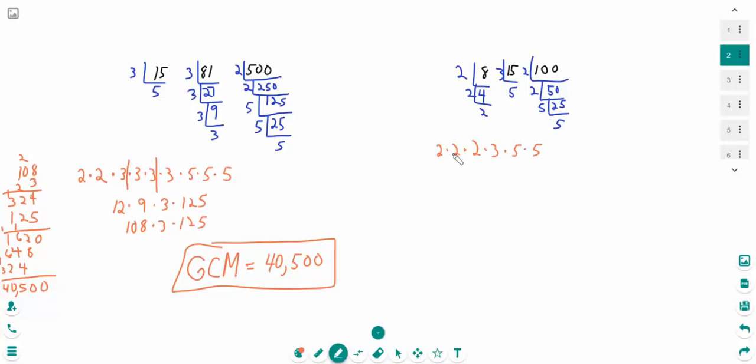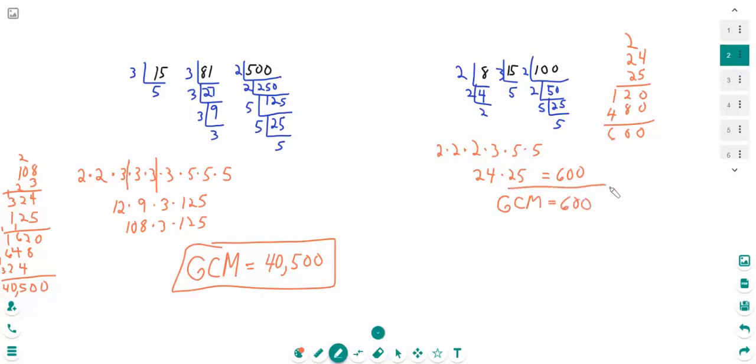Let's multiply it all out. 2 times 2 is 4. 4 times 2 is 8. 8 times 3 is 24. And then we have 24 times this remaining 5 times 5, which is 25. So we have 24 times 25. So if we take 24 times 25, what do we end up with here? 8 and 4. So we end up with 600. So the greatest common multiple is going to be 600.